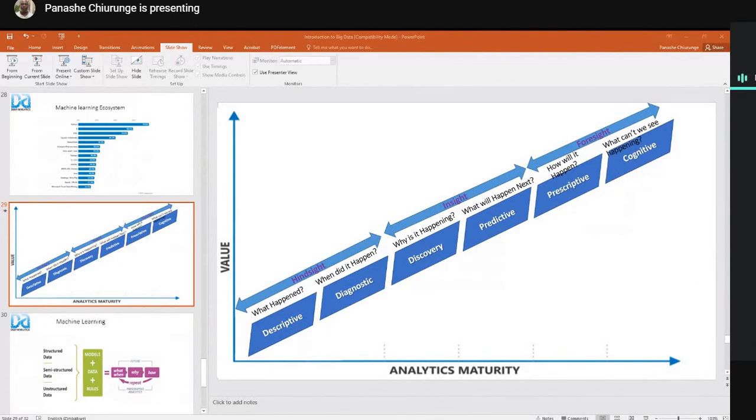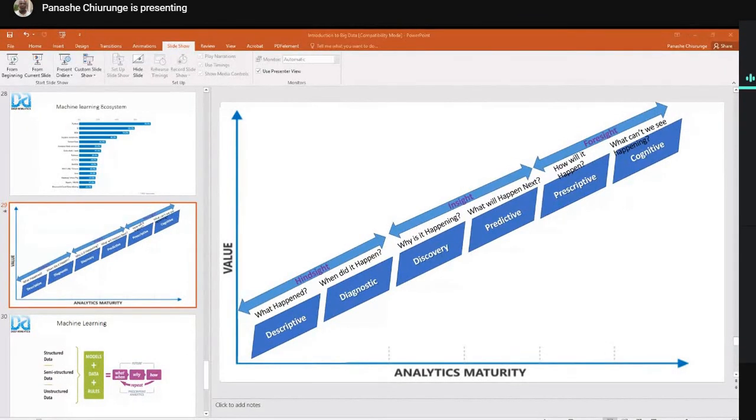Right, and then insight, which is discovery and predictive analytics, looks at what we know we don't know. And then foresight, which is prescriptive and cognitive analytics, looks at what we don't know we don't know, right? So there's a difference between hindsight, insight, and foresight.